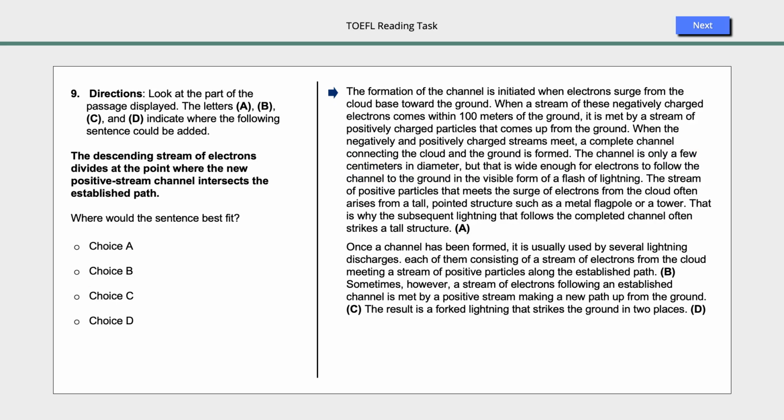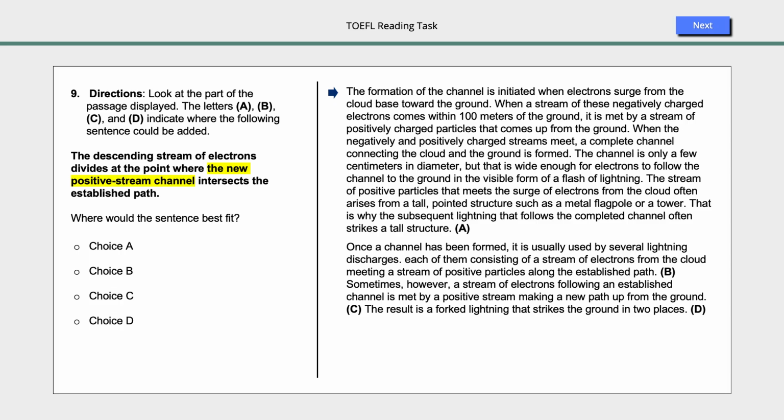Now for question 9, this is a slightly different looking question because you can see letters added to the passage. This is an insert text question. It says, look at the part of the passage displayed. The letters A, B, C, and D indicate where the following sentence could be added. The sentence says, the descending stream of electrons divides at the point where the new positive stream channel intersects the established path. And then you're asked, where would the sentence best fit?